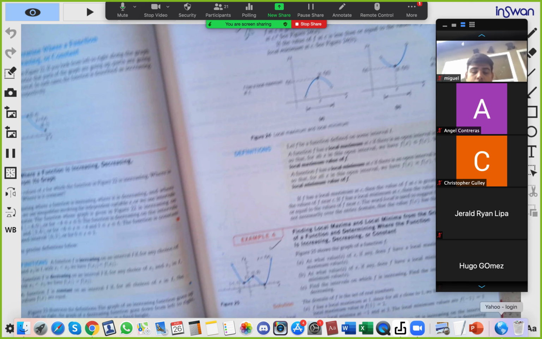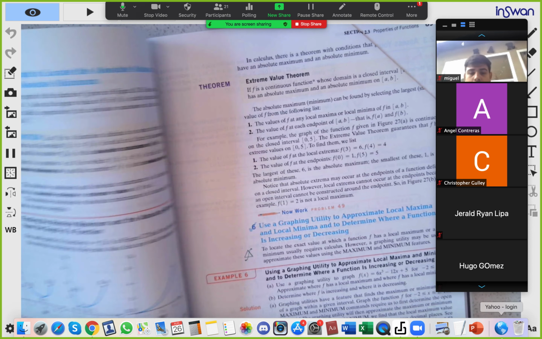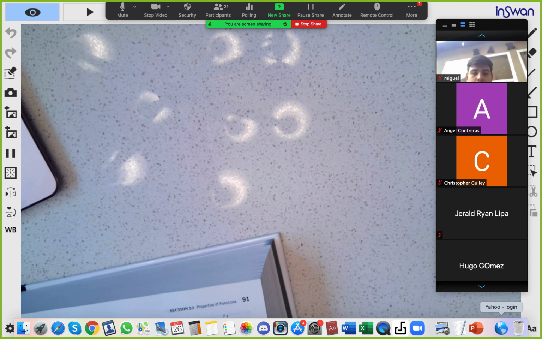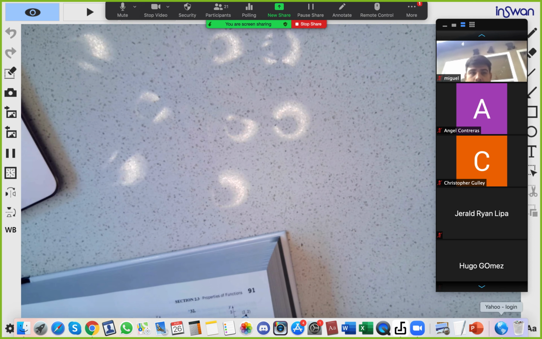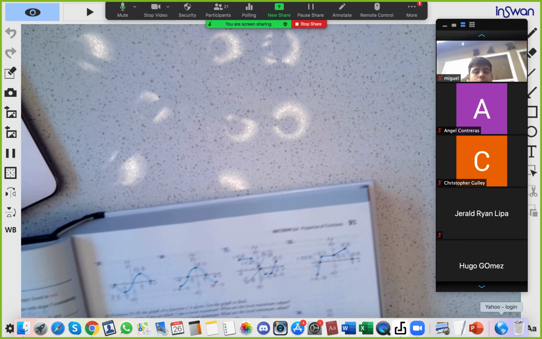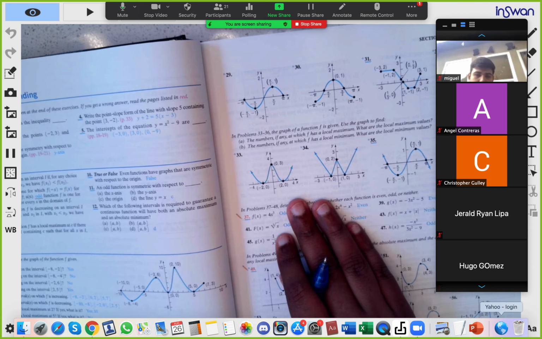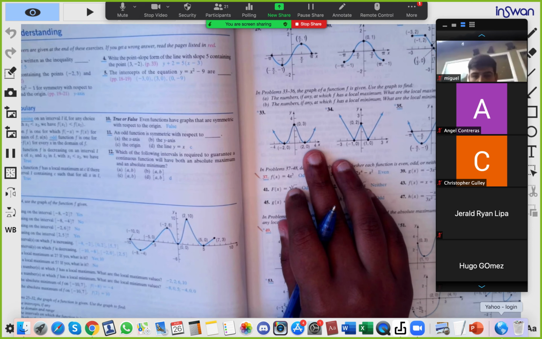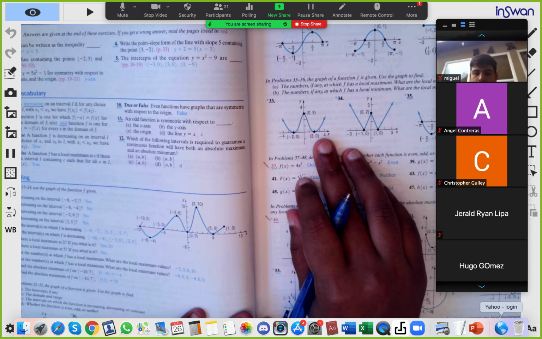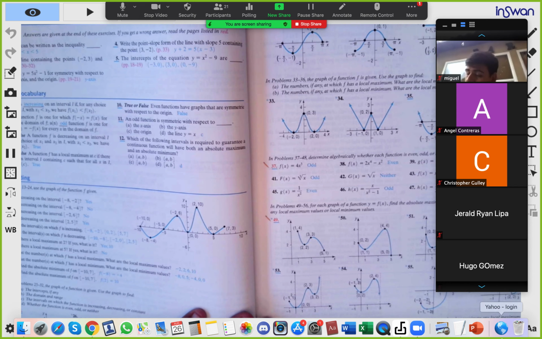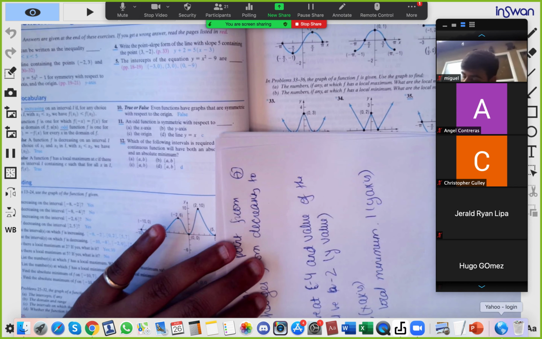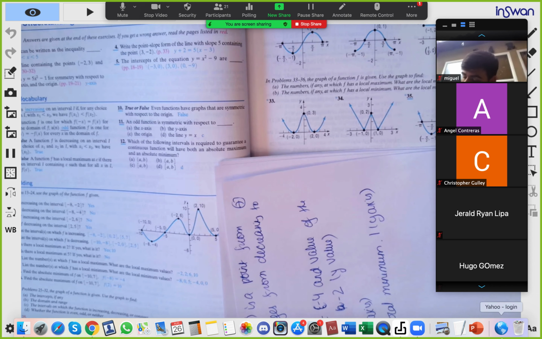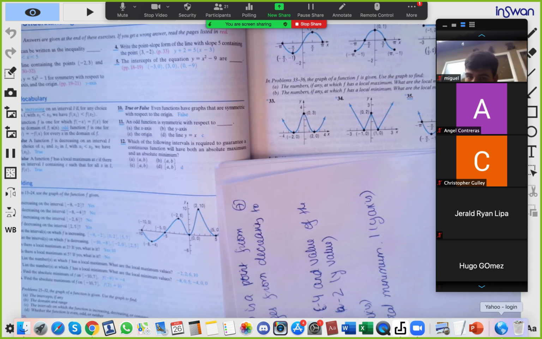So I want everyone to do this problem. I'll give you a problem. I want everyone to do the 33rd question. What number? 33. Number 33.